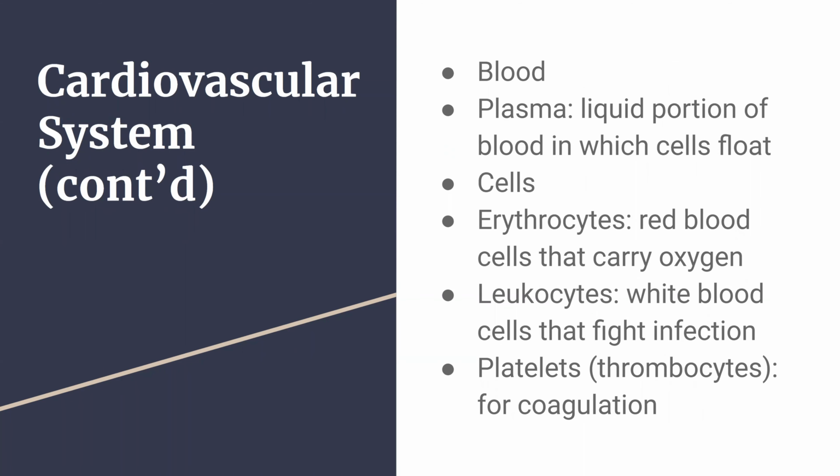You also have the plasma. It's the liquid portion of the blood in which the cells float. The cells of the blood are the erythrocytes. These are red blood cells that carry oxygen. You have the leukocytes, which are white blood cells, and those fight against infection. And you have the platelets or thrombocytes for coagulation.